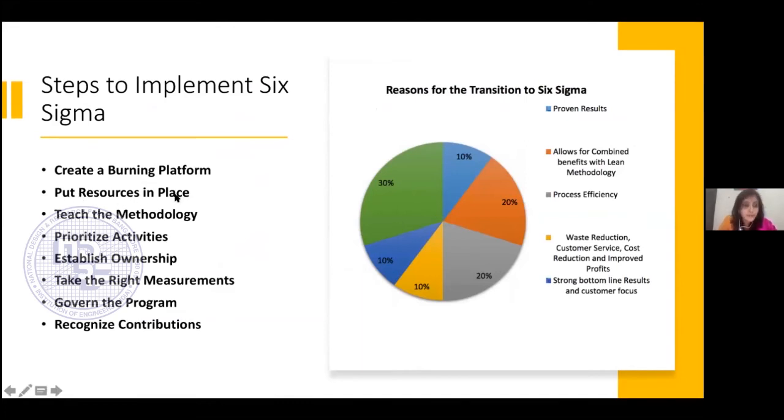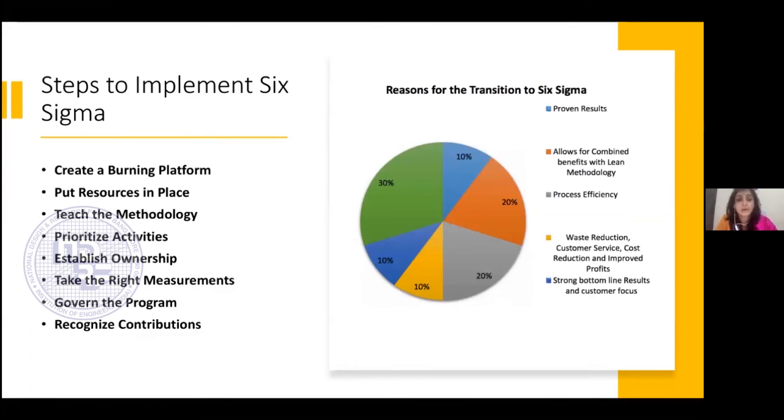And then put resources in place and teach the methodology. When I say teach the methodology, learn about the various tools that can be used within the various phases, pick the tools that are applicable, and introduce those tools to the team members. Prioritize the activities, as in the important steps. The important risk factors should be prioritized and addressed, and establish ownership. When you're assigning tasks, people should take ownership to carry them out, take the right measurements, govern the program, and finally recognize contributions, right?